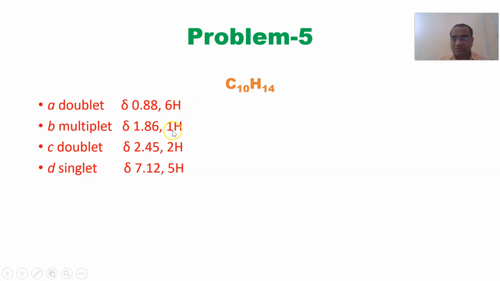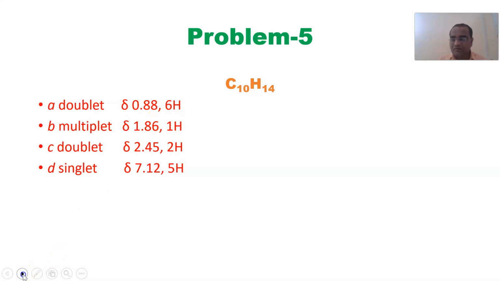If we look at this multiplet and doublet, one more clue here is that this doublet is downfield. It means that it is a benzylic proton. This benzylic proton shows in a region of almost 2.5 to 3.5, depending on what kind of substitution it has further. So from this doublet we get the idea that these are benzylic protons with 2H. So this carbon which has been substituted on the benzene ring has 2 hydrogens. So these are benzylic protons.